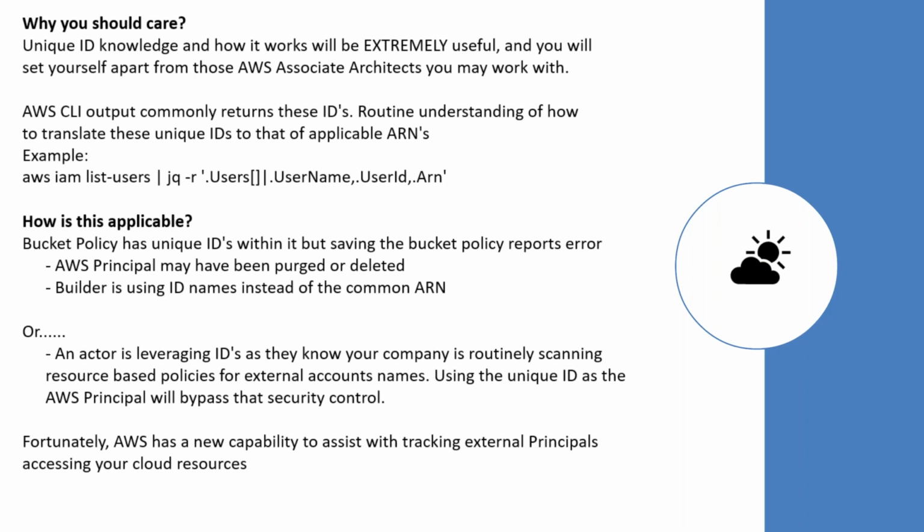So I want to talk about a unique capability that AWS has come out with that will assist you in tracking external principals as they access your cloud resources. Again, there's that aws iam list-users. I definitely implore you to look at JQ if you haven't already. It's a great way to extract those elements from JSON that you really care about, and an extremely powerful tool when coupled with pipe and then the AWS CLI.